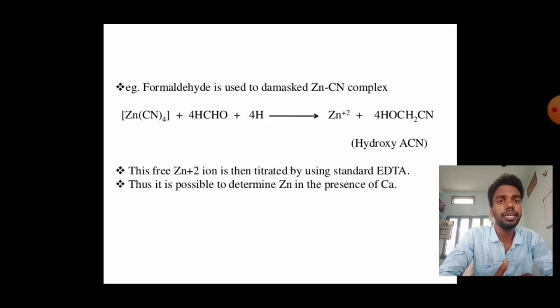Let's say an example. Formaldehyde is used to demask the zinc cyanide complex. Initially zinc was masked by cyanide, that is we are forming the zinc cyanide complex here. Now we are adding the demasking agent formaldehyde, so that it frees zinc 2 plus from the zinc cyanide complex. This free zinc 2 plus ion is then titrated by using standard EDTA solution, as it is possible to determine the zinc in the presence of calcium, right? So this is about masking and demasking agents, right?